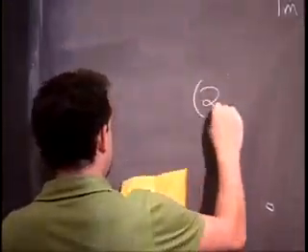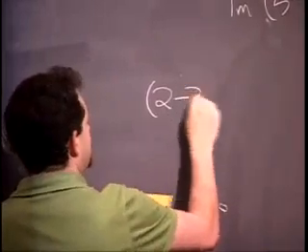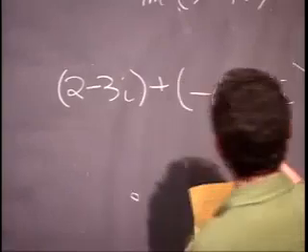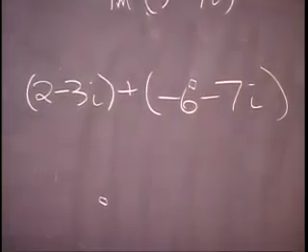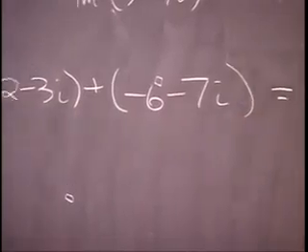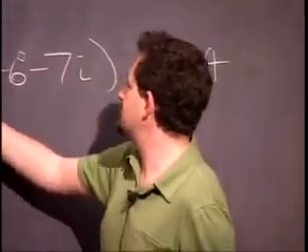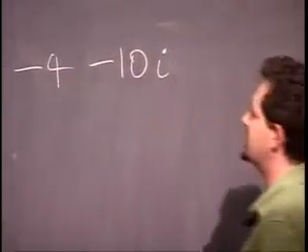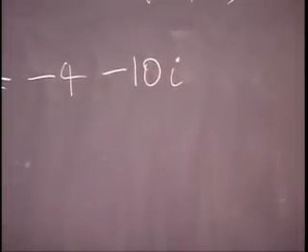Okay, well, that's all not very exciting. You can add and subtract complex numbers in a fairly obvious way. Here's an example. 2 minus 3i plus minus 6 minus 7i. These are two complex numbers that I want to add together. I just add the real parts. 2 minus 6 is minus 4. And then I add the imaginary parts. Minus 3 minus 7 outside of i is minus 10i. The same thing for subtraction. There's not too much to it.